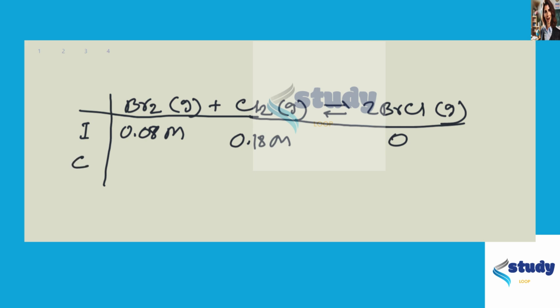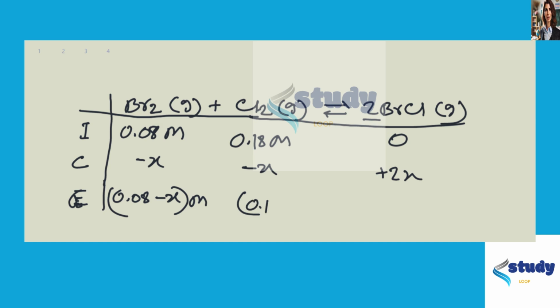Then for the change, if we consider the change as x, for bromine it will be minus x, for chlorine it will be minus x, and for BrCl it will be plus 2x, since the coefficient of BrCl is 2. And then at equilibrium, we will have 0.08 minus x molar bromine, then 0.18 minus x molar chlorine, and 2x molar BrCl.